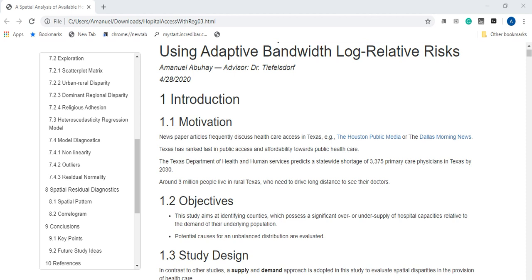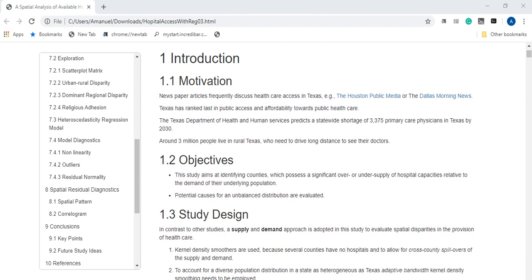My motivation is that newspaper articles frequently discuss healthcare access in Texas, for example, the Houston Public Media or the Dallas Morning News. According to these articles, Texas has ranked last in public access and affordability, and the Texas Department of Health and Human Services predicts a statewide shortage of more than 3,000 primary care physicians in Texas.